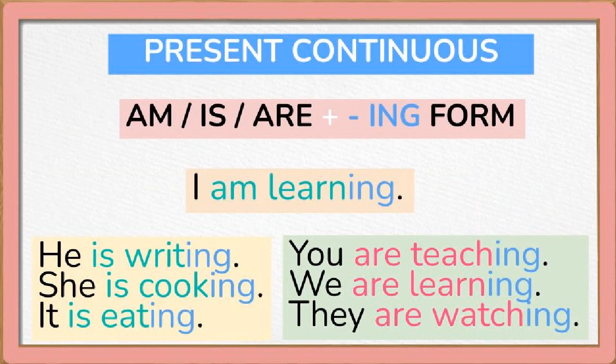We form the present continuous with am, is, or are plus the ing form of the verb. I am learning. He is writing. She is cooking. It is eating. You are teaching. We are learning. They are watching.